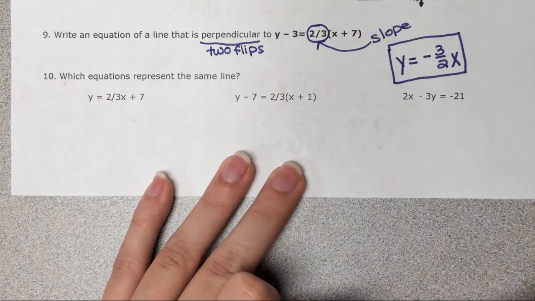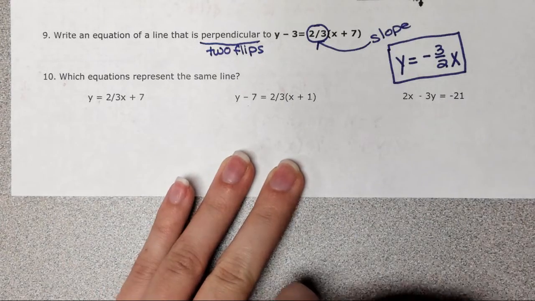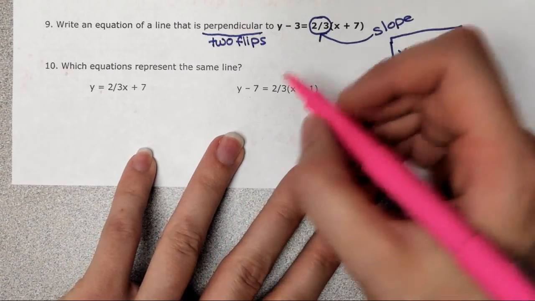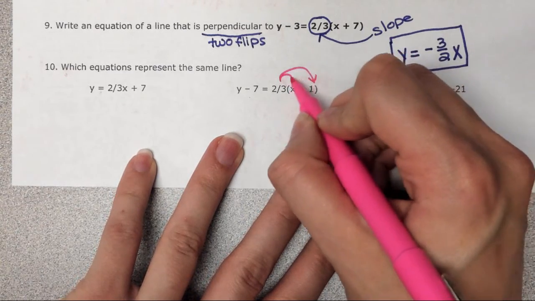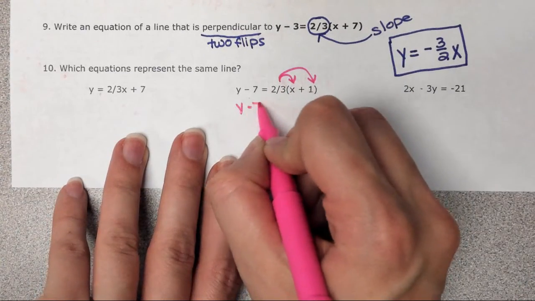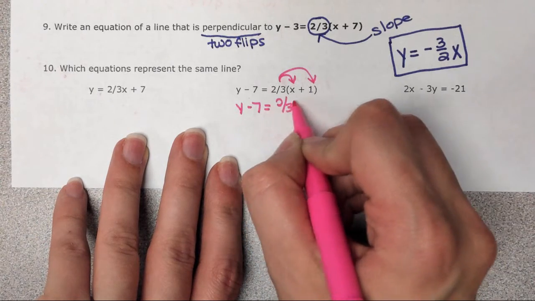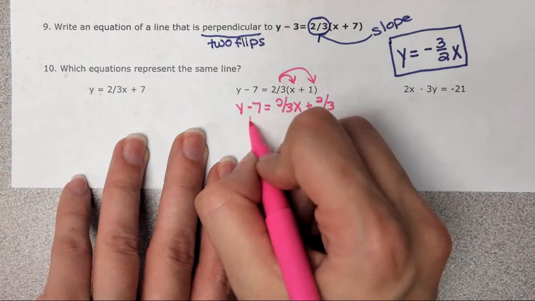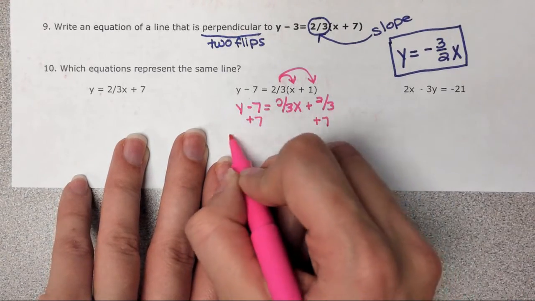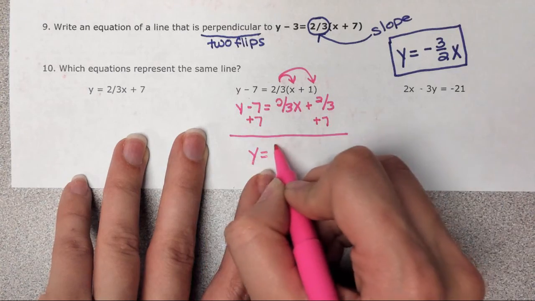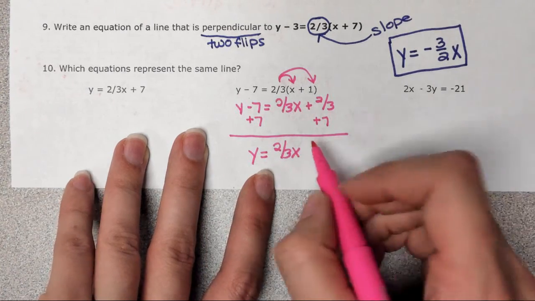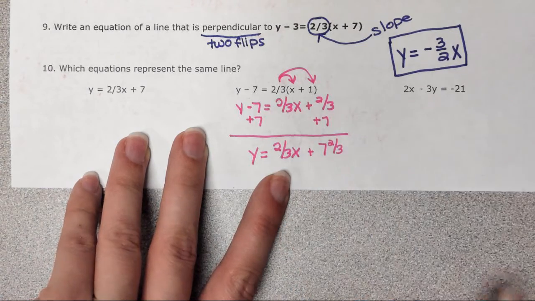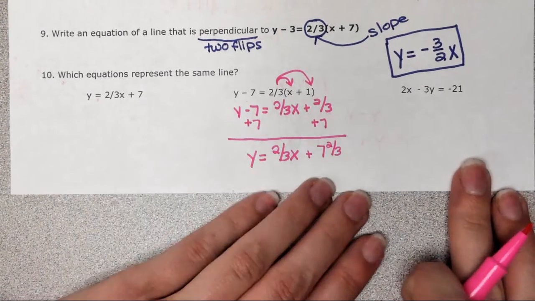This final question, you have to solve each part for y to see which ones are equivalent. You would distribute the 2/3, so y minus 7 equals 2/3 x plus 2/3, and then move across. So add 7, so y equals 2/3 x, and this is going to be 7 2/3. I don't normally want to leave mixed numbers, but for this case we can.